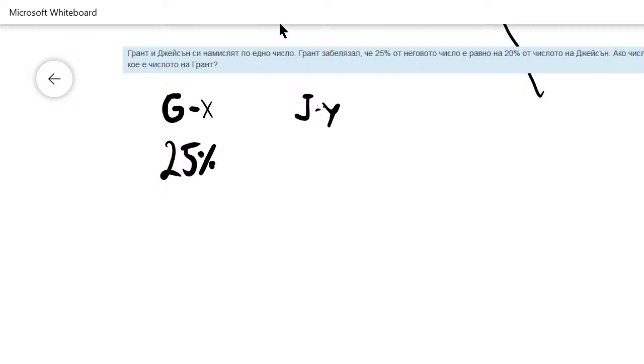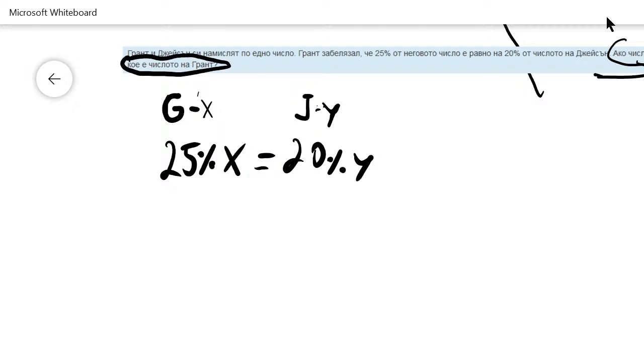25% from his number, from X, that means X, is equal to 20% of Jason's number, which is Y. And if Y, that's this sentence, and this sentence. If Jason's number is equal to 270, how many is Grant's number?